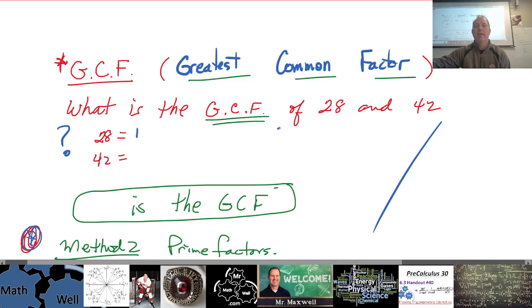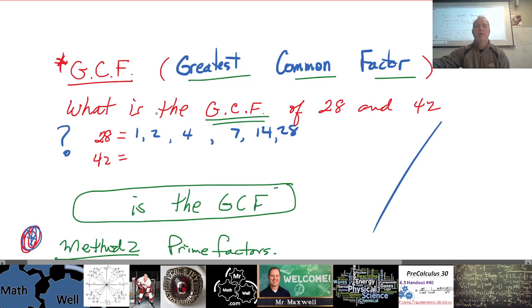1 and 28, right? We've got 2 and 14. 3, no, 4. 4 and 7, right? Okay, 5 and 6 is in between 7. Nope. So this is our list.